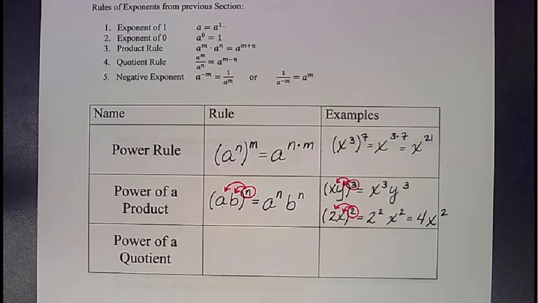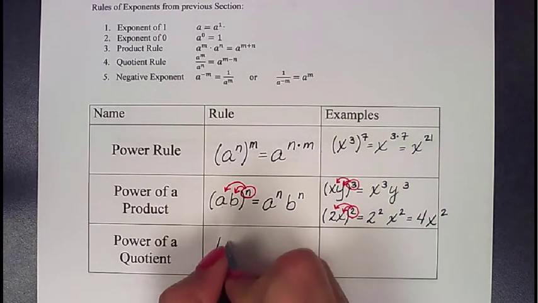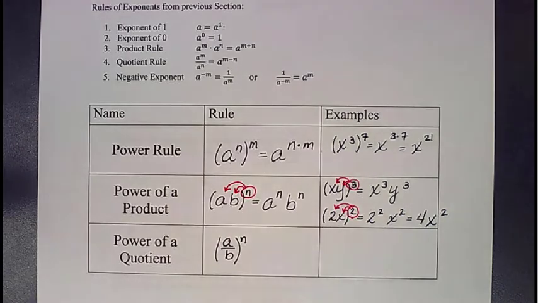And the quotient rule is very similar to the product rule here, and that's if instead of multiplying, we are dividing 2 terms together and raising that to a power.